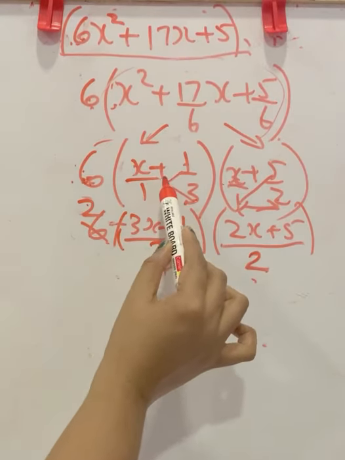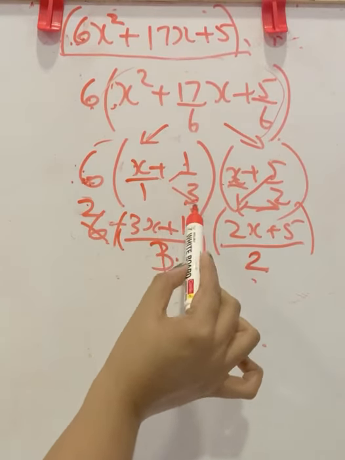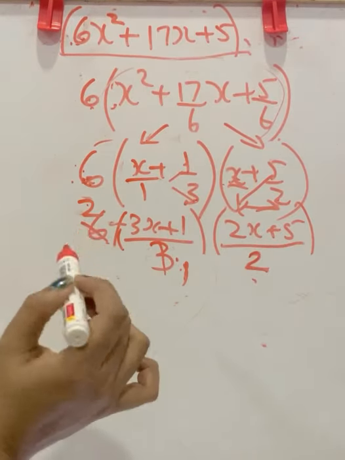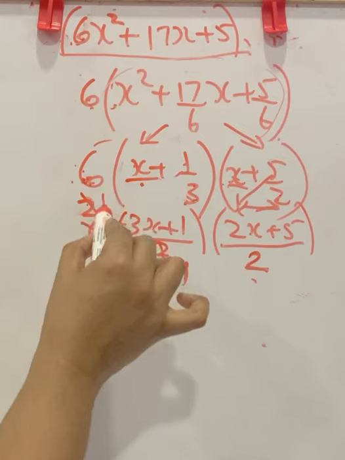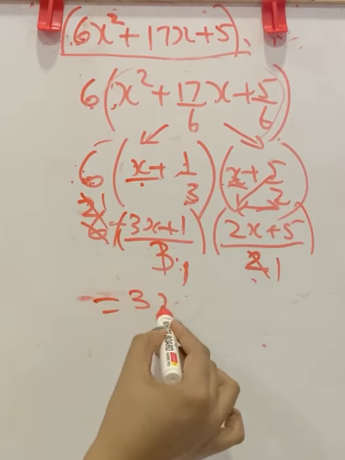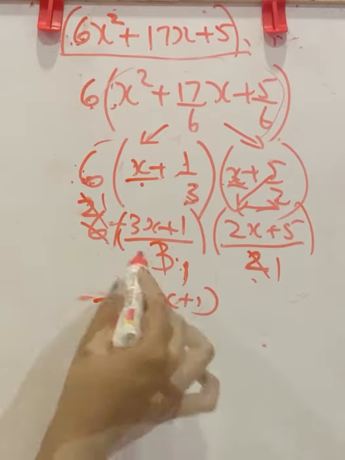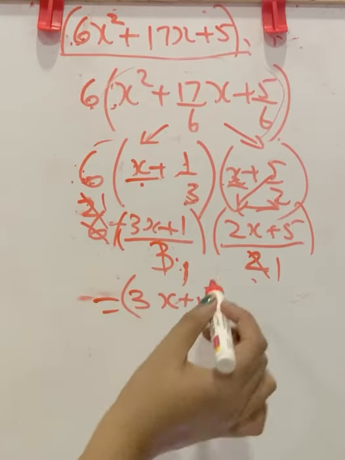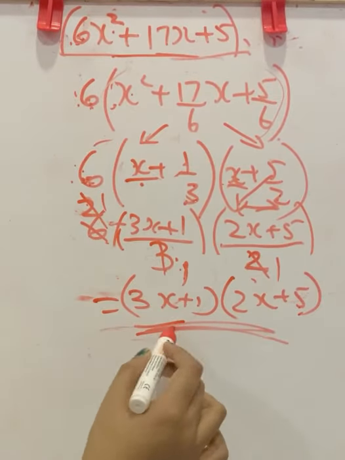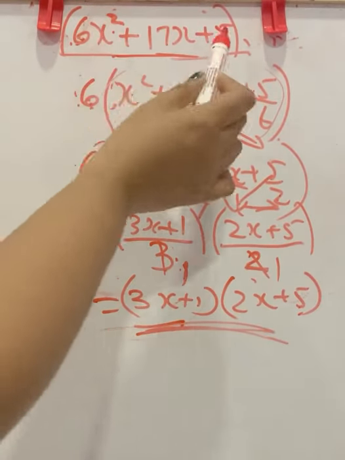But be sure it is not the denominator for a single term. We need it as a whole term denominator. Here it is 2 and 2. So 2 ones are 2, 2 ones are 2. Now we got the balance 3x plus 1 in one bracket. All the other values are cancelled. Here left is 2x plus 5. And these are the factors of the given polynomial.